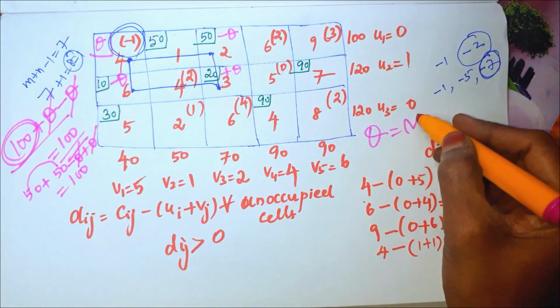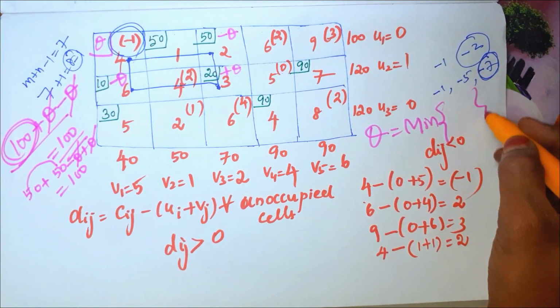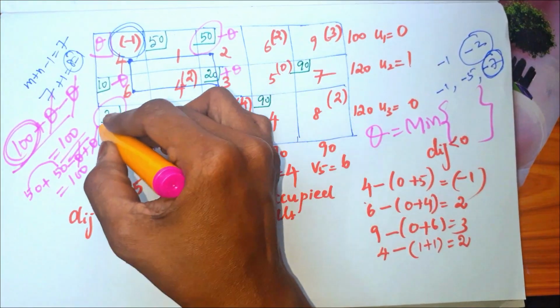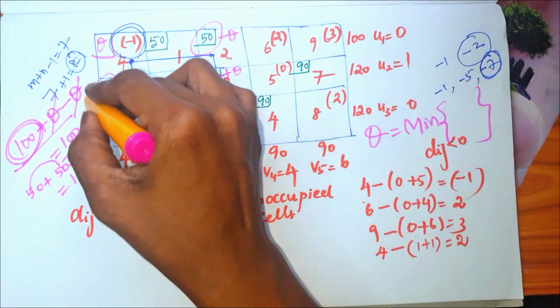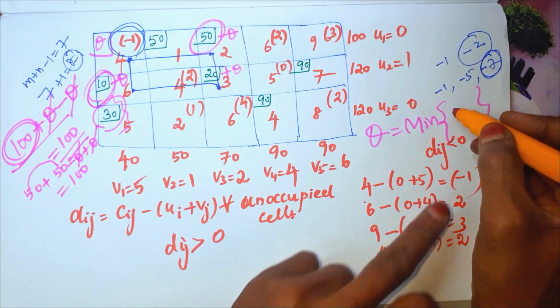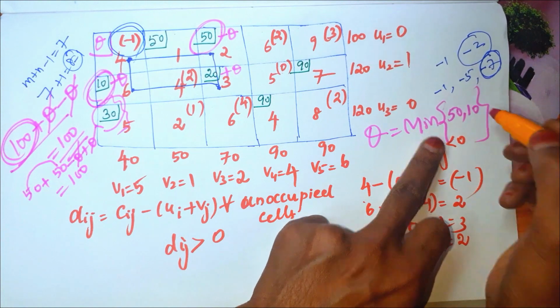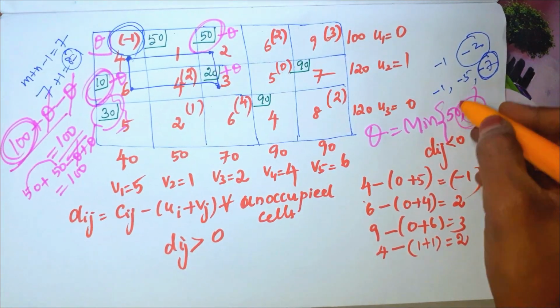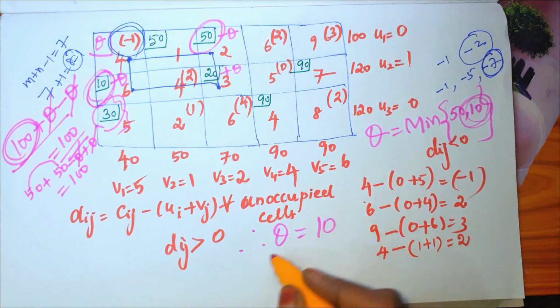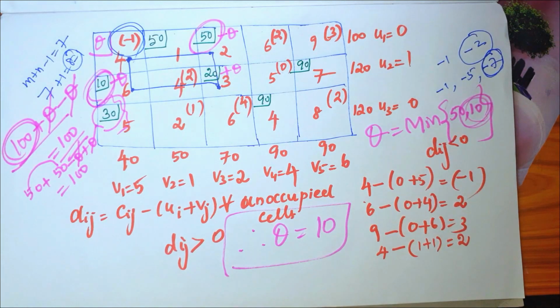Theta is nothing but the minimum of the allocations wherever we have minus theta. You have to see the allocations over there. I'm sorry, not this cell, this 10. So 50 and 10. Out of these two, we have to take the minimum. So the minimum of 50 and 10. What is the minimum value? 10. Therefore, theta is equal to 10. So we got the theta value as 10.